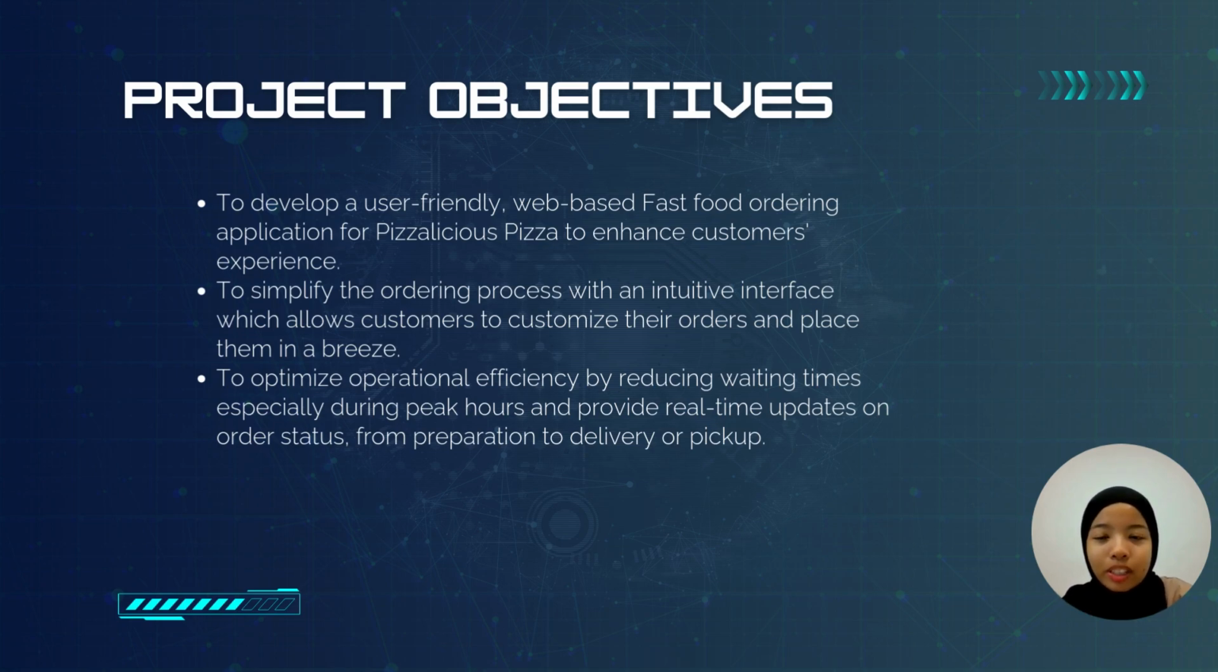So here we have three project objectives. The first one is to develop a user-friendly web-based fast food ordering application for pizza dishes. Pizza is to enhance customer experience. The second one is to simplify the ordering process with an intuitive interface which allows customers to customize their orders and place them in a breeze. And the last objective is to optimize operational efficiency by reducing waiting times, especially during peak hours, and provide real-time updates on order status from preparation to delivery or pickup.